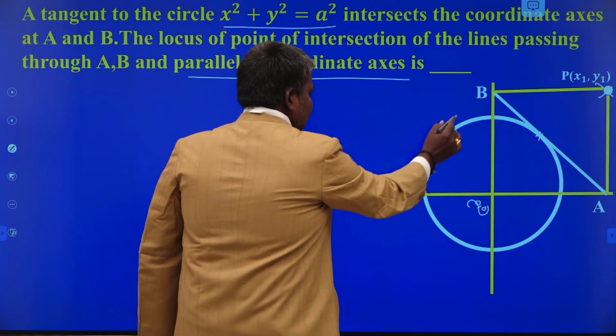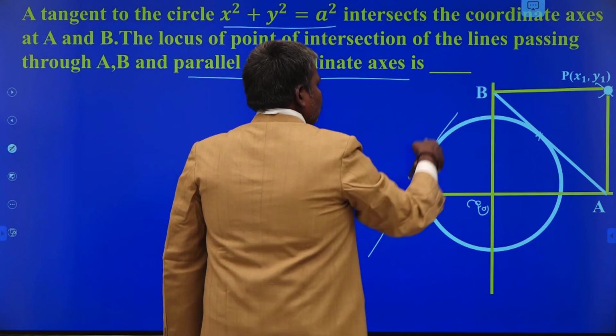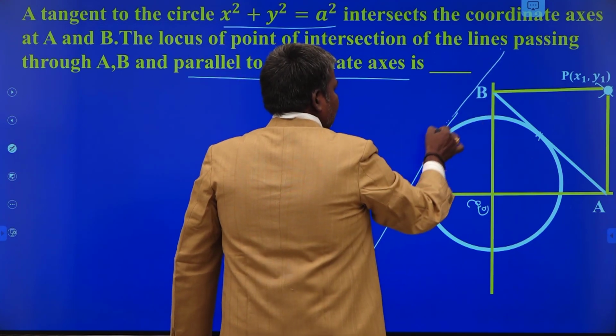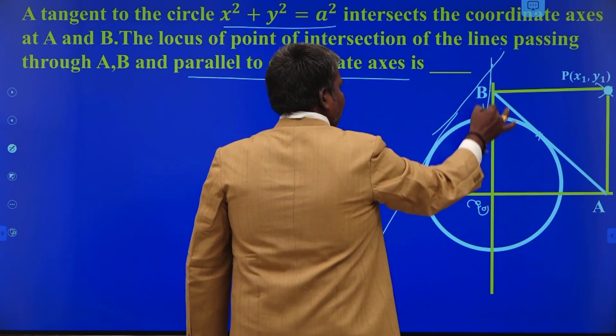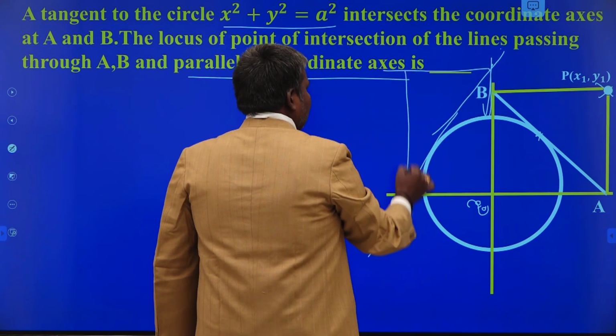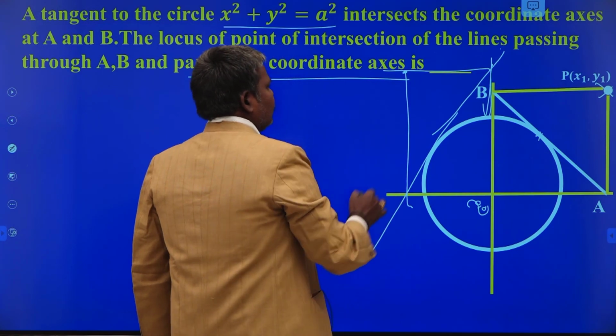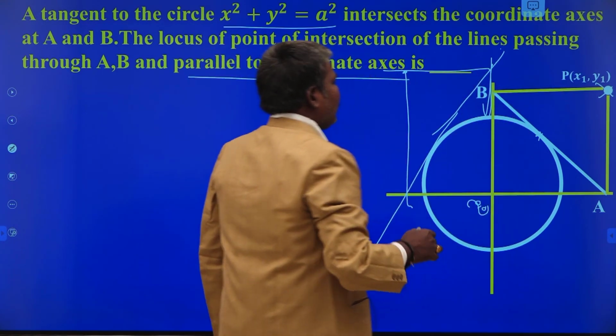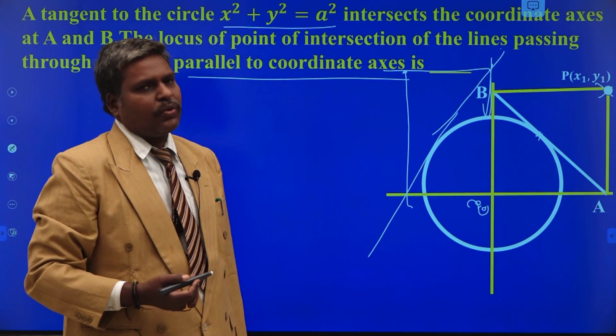Suppose you take the tangent here itself. The line intersects the coordinate axes at these points. You can draw the lines parallel to the axes, and you get the point here itself. You collect all such points, you get some locus, that is what you are going to find out.